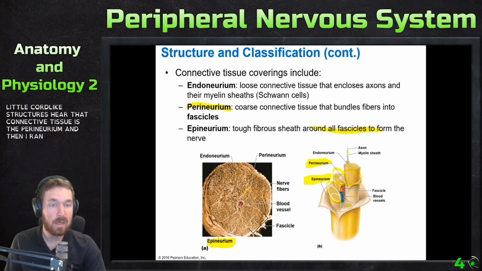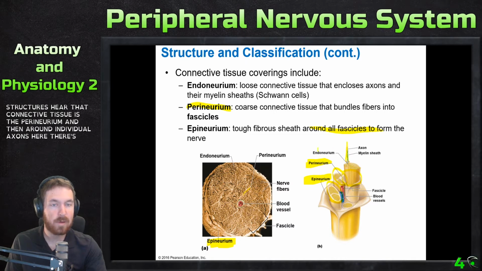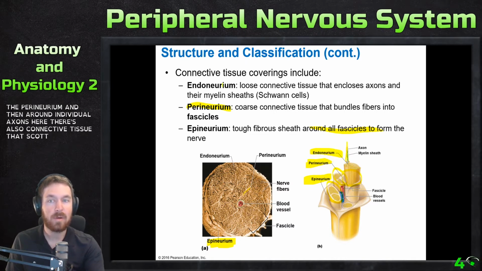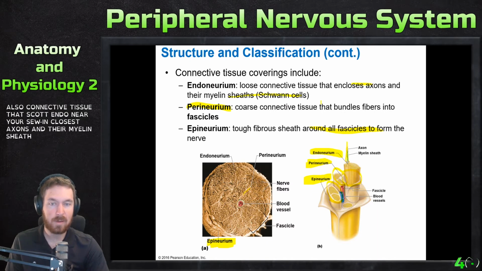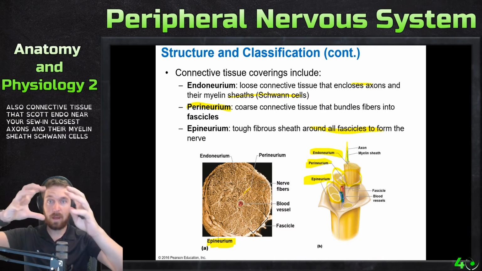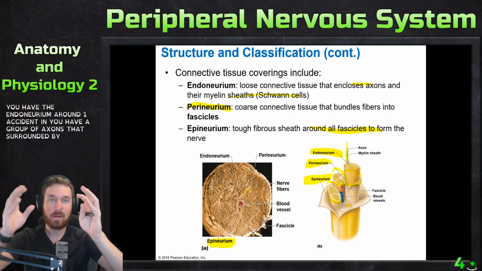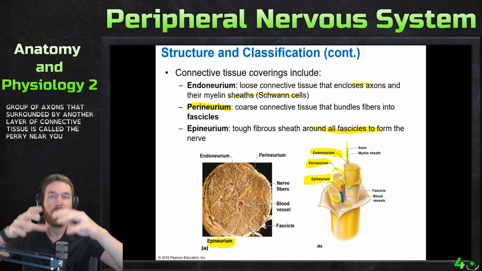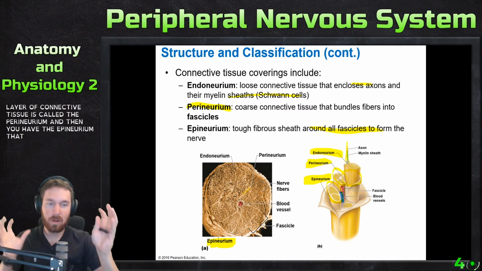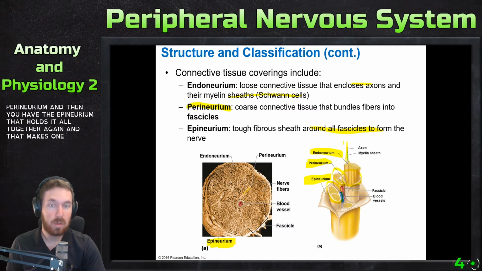And then around individual axons here, there's also connective tissue that's called the endoneurium. So it encloses axons and their myelin sheath, Schwann cells. So you have the endoneurium around one axon, and you have a group of axons that's surrounded by another layer of connective tissue. It's called the perineurium. And then you have the epineurium that holds it all together again, and that makes one nerve.